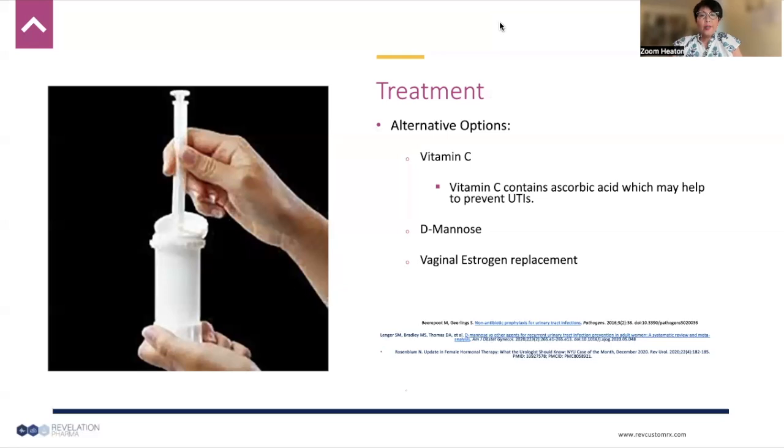Vaginal estrogen replacement. Again, estrogen may also play a role in urothelial health, as well as in the autonomic and sensory innervations of the vagina.